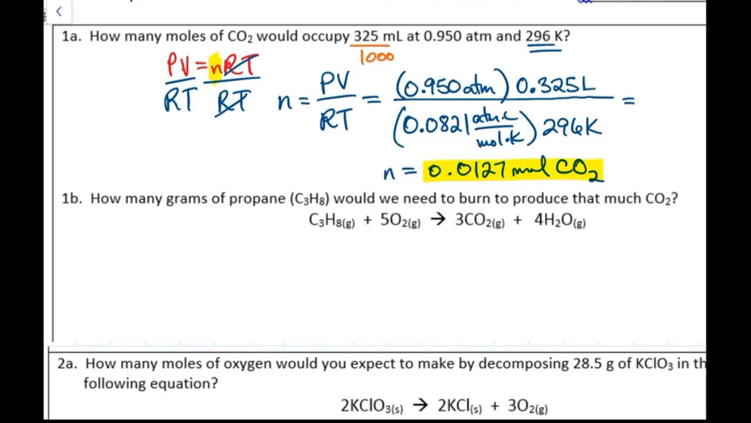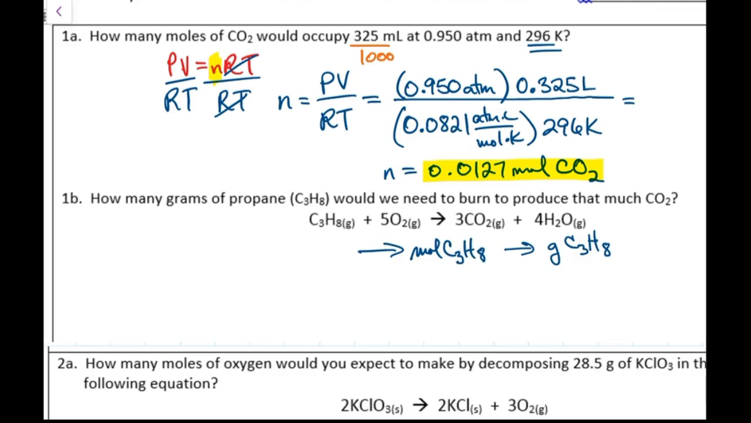If we then take this down below to 1B, the question continues and it says how many grams of propane, C3H8, would we need to burn in order to produce that much CO2, meaning the number that we got from the previous question, 0.0127. Okay, so we are going to approach this problem just like a stoichiometry problem. So we're looking for grams of propane. So think about what I would need in order to get grams of propane. I would need moles of propane.